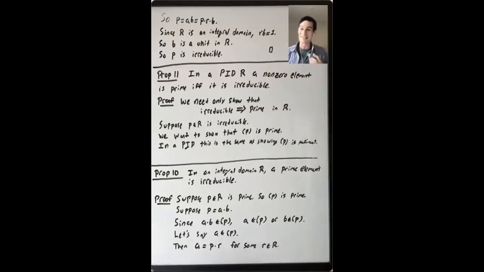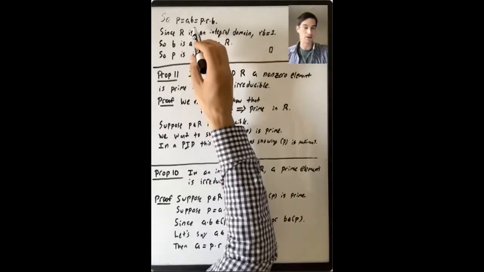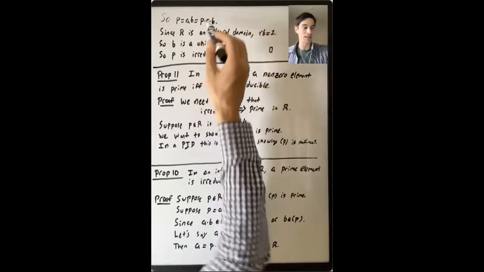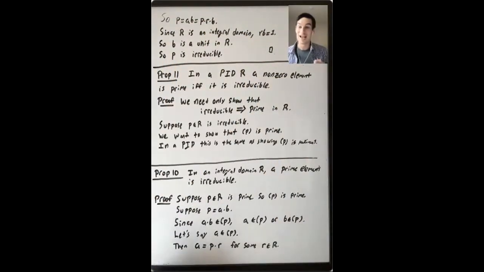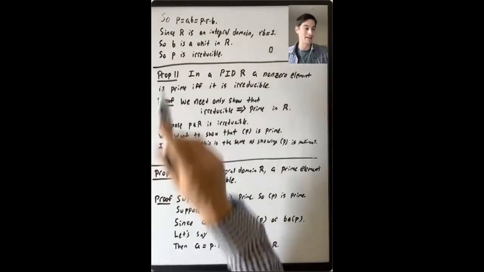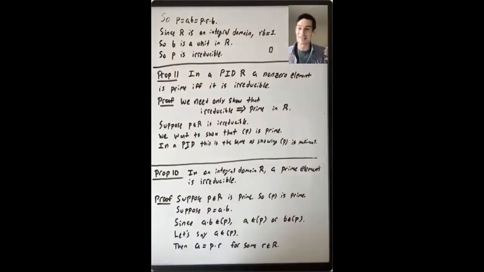So now we're back in the situation of one of the arguments from the first video, which is we know P equals A times B. Let's go up here to finish the proof. And A is equal to P times R. So P is equal to P times R times B. And since we're in an integral domain, you subtract P from both sides, use the distributive law. That means 1 minus R times B is 0.